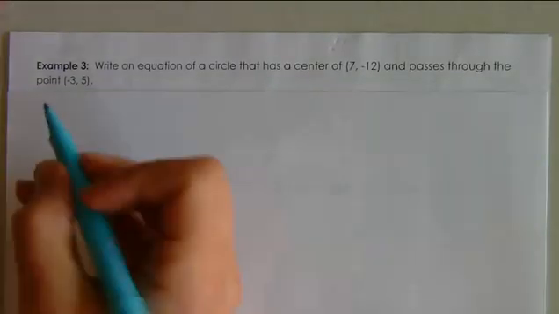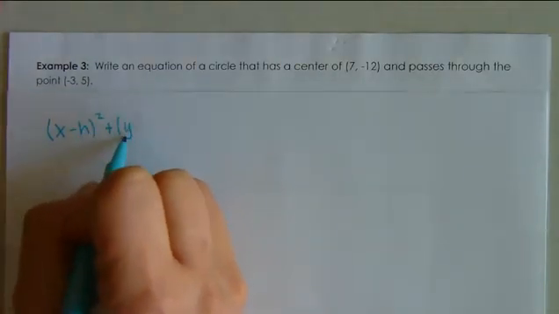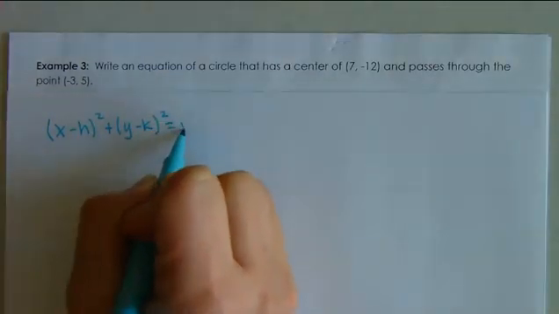Okay, so we're back at it, writing equations from some information. So I don't have a picture. I know that I have a center of (7, -12), and I know that it passes through the point (-3, 5). So if we just want to use our circle formula, we've got (x - h)² + (y - k)² = r².